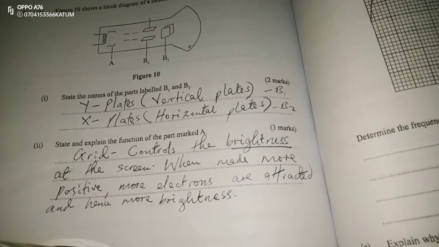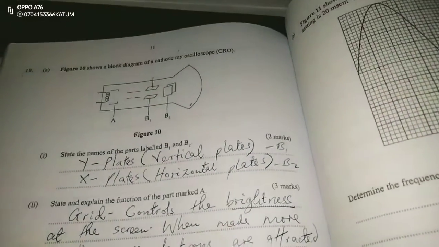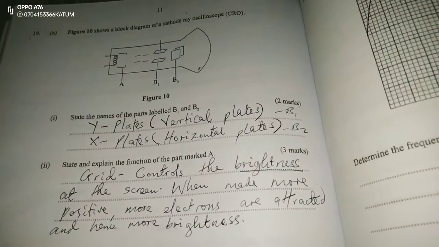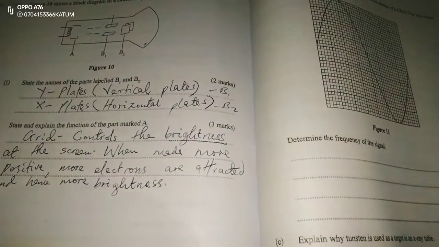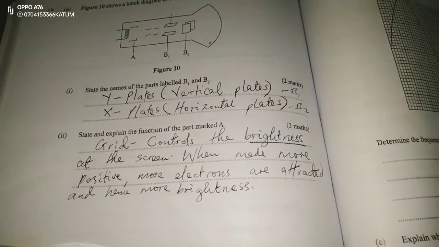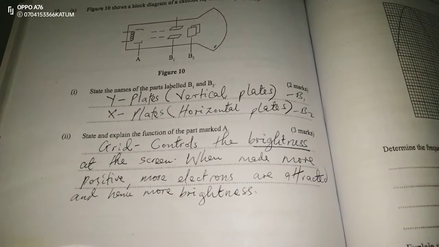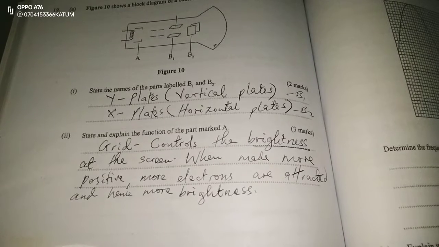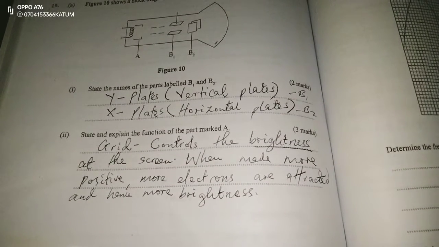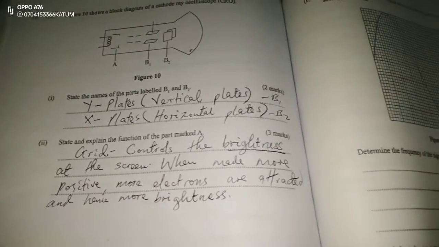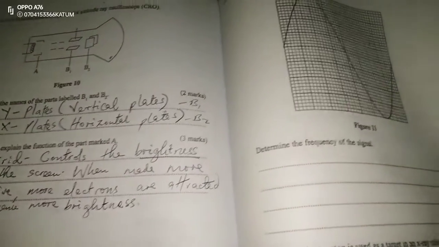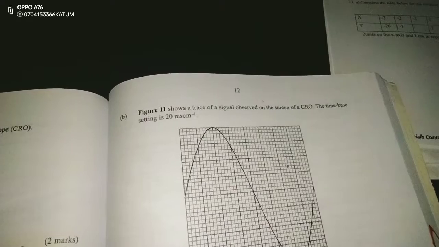When made more negative, it should be noted that there will be a lot of repulsion because electrons produced at the cathode are also negative. Therefore, there will be less attraction and hence less brightness. Therefore, it is the grid that controls the brightness at the screen. When made more positive, there is greater brightness. When made more negative, due to repulsion, there will be less brightness because fewer electrons will be attracted.